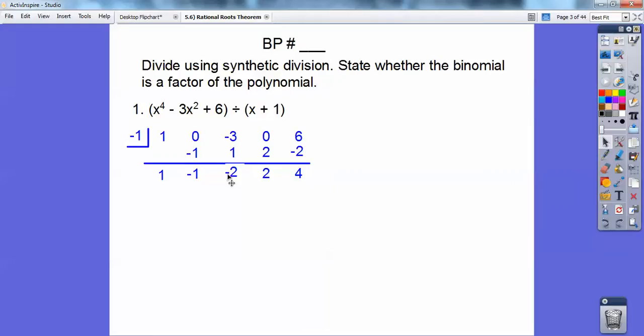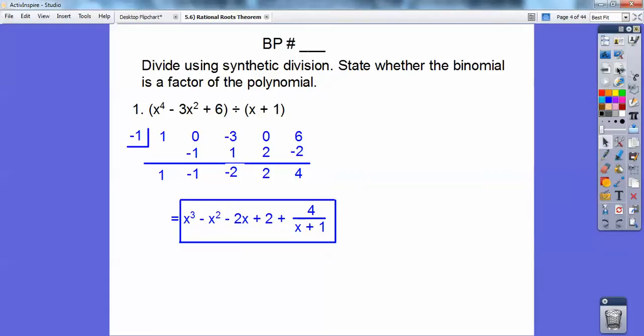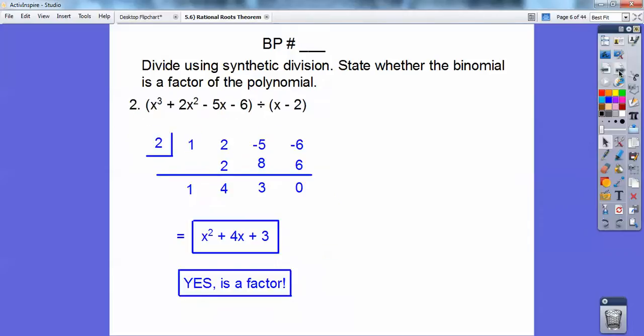Okay, so this is a fourth degree, so this is going to be a third degree, a cubic. So 1x cubed minus x squared minus 2x plus 2 plus the remainder 4 over what I was dividing by, x plus 1. So it is not a factor because I got 4. I did not get 0. If it was 0, it would be a factor. So let's try this one here.